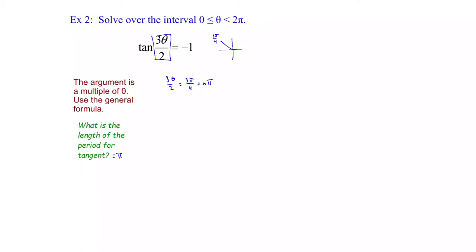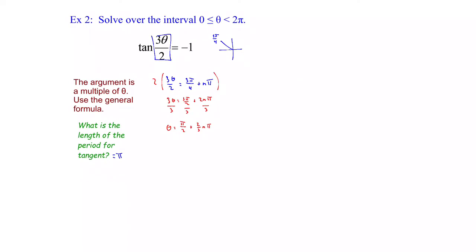But we do need to isolate the theta, so how are we going to do that? Well, we can multiply everything by 2. That will give us 3 theta equals 3 pi over 2 plus 2n pi. And then we can divide everything by 3. So theta is equal to pi over 2 plus 2/3 n pi. So there's the formula that we're going to use.